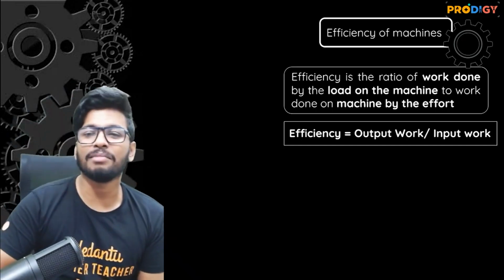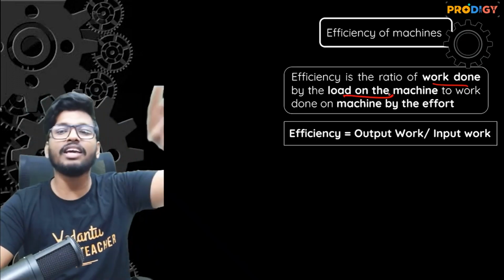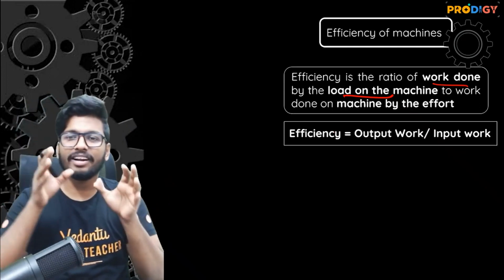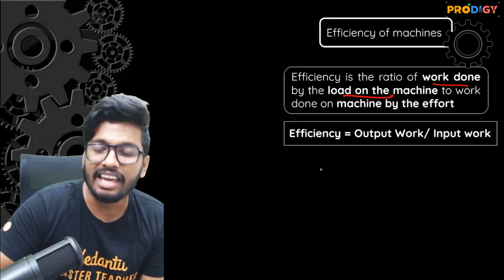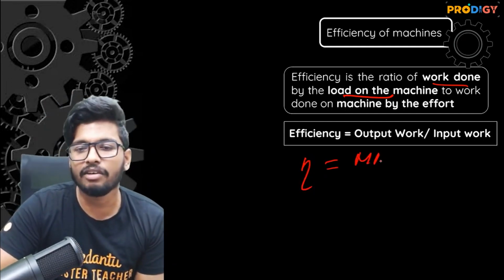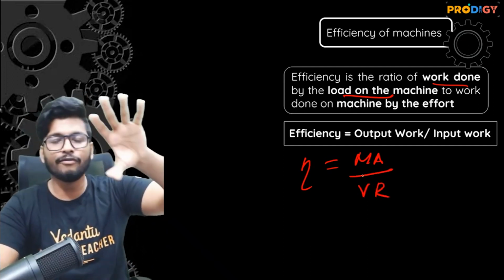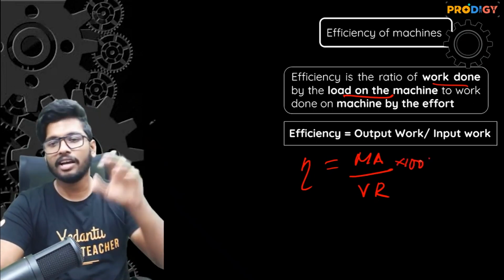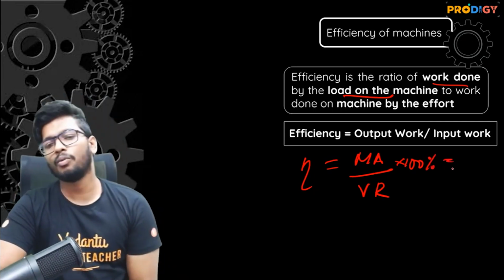So efficiency is nothing but the ratio of the work done on the load by the machine to the work done on the machine by the effort. So the ratio of output work divided by input work is nothing but efficiency. Efficiency is also represented by the letter eta, which is equal to mechanical advantage divided by velocity ratio. If you know the mechanical advantage and velocity ratio, you can use this as well, into 100, because efficiency would be in terms of percentage. So into 100% would give you the answer.